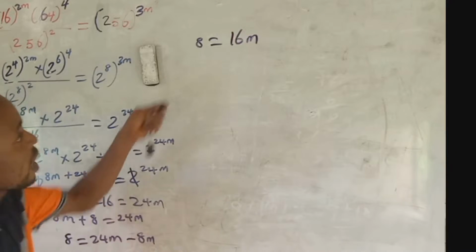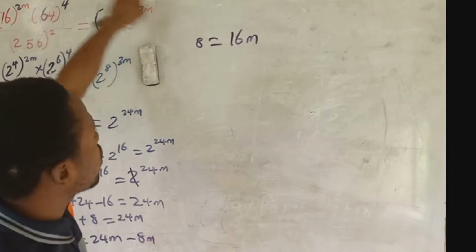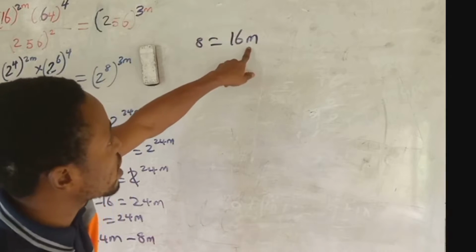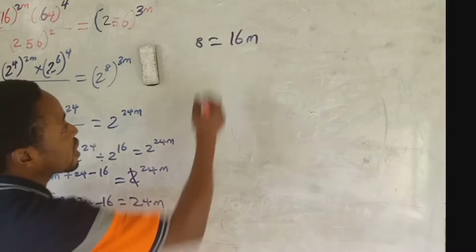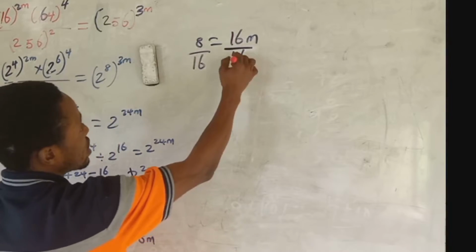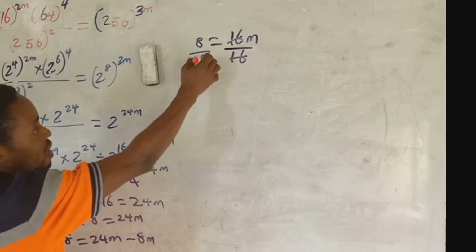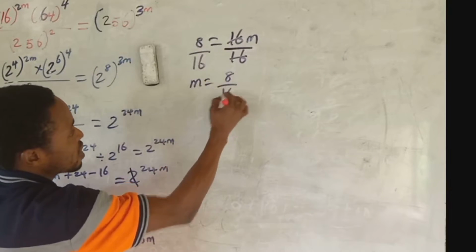So if you have 16m now, since we are working towards this m, because you have to find the value of this m, you have to divide both sides by the coefficient of m, and the coefficient of m here is 16. So you divide both sides by 16. So 16 cancels the 16. Here we have m is equal to 8 over 16.